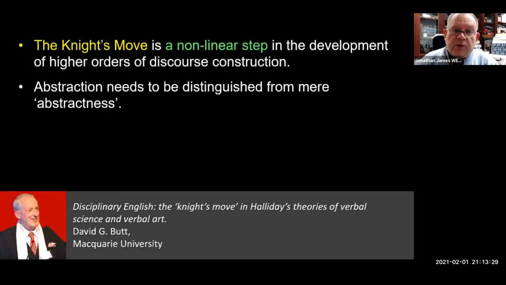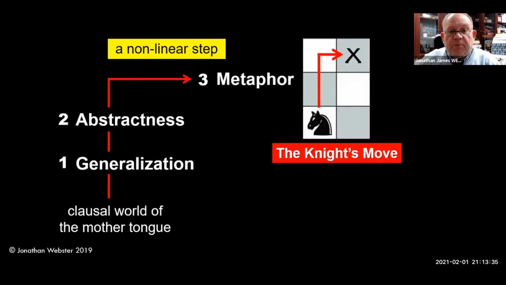Professor David Butt from Macquarie University says this, the knight's move. Now, what's the knight's move? If you know in chess, Western style chess, there is one piece that looks like a horse, and it can move two steps in one direction, and another step across. It can go either way across. Now, it looks like a horse, but it's called the knight. And so in Western style chess, it's the knight's move. Two steps in one direction and then a third across in either direction.